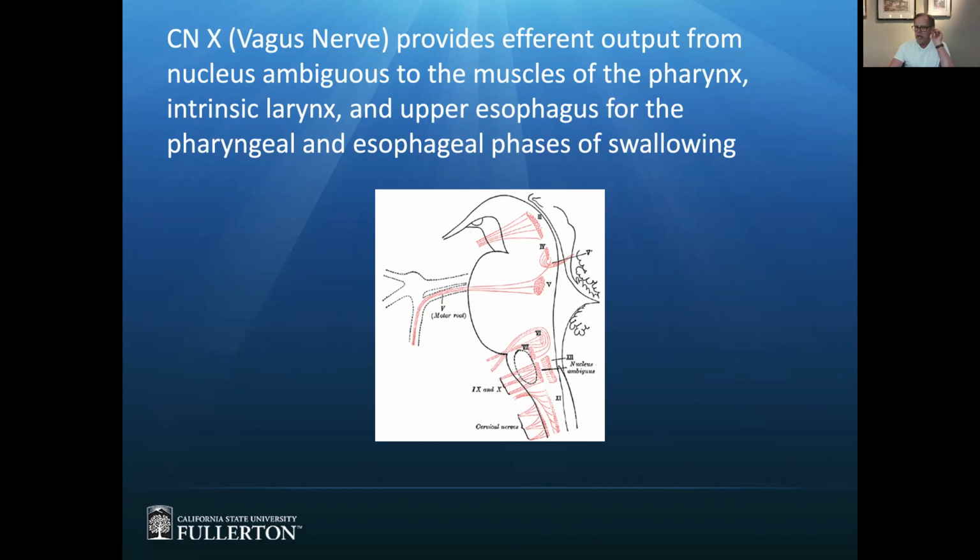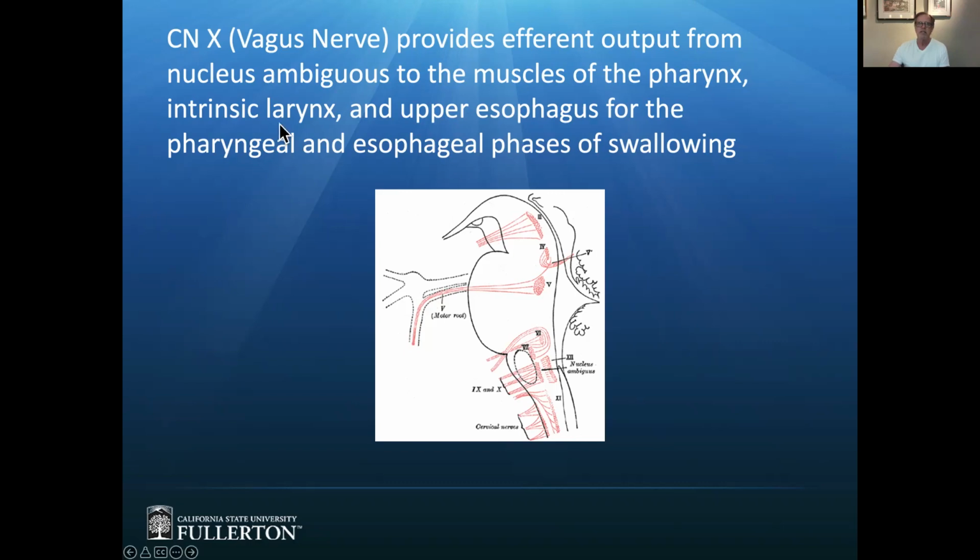I just want to put the glossopharyngeal nerve to bed. As far as motor functioning goes, it controls just one little muscle of swallowing, the stylopharyngeus, which you cannot differentially test. If something went wrong with your stylopharyngeus, we're not going to be able to test it. So essentially, we can say that all of the muscles involved in swallowing at the pharyngeal level and the esophageal level are controlled by the nucleus ambiguus.